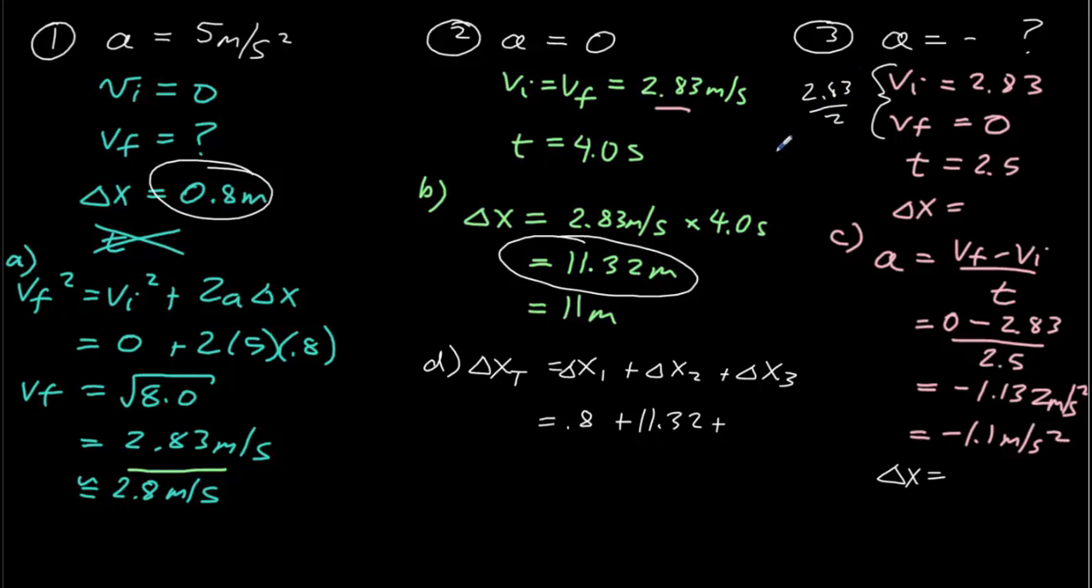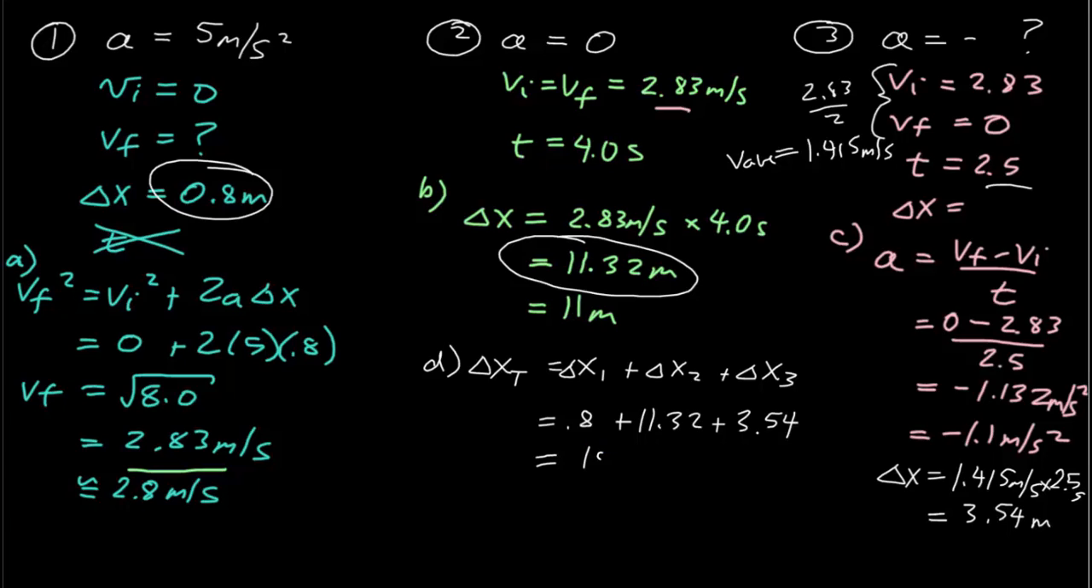2.83 over 2. So V average here would be equal to 1.415 meters per second. So if we moved at 1.415 meters every second and did so for 2.5 seconds, we would move 3.54 meters. So we can add that on, 3.54, add them up, and we should get 15.7 meters, or to two significant digits, it would be 16 meters total distance moved across.